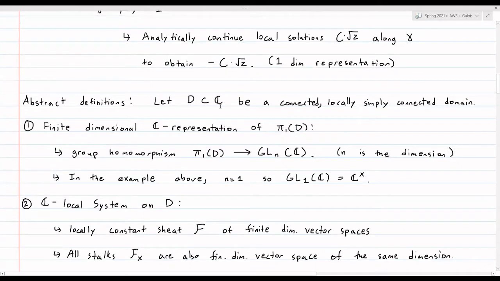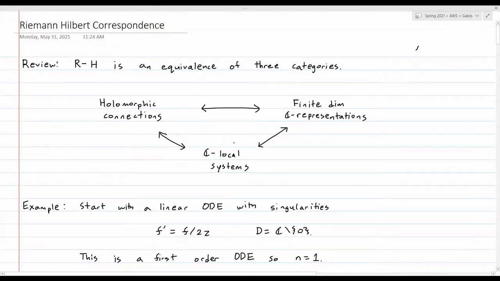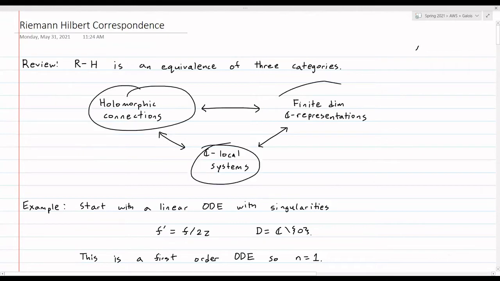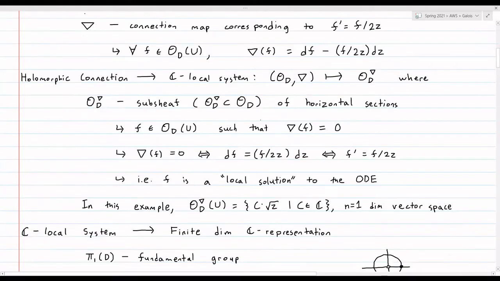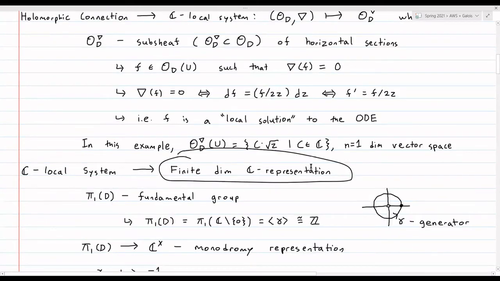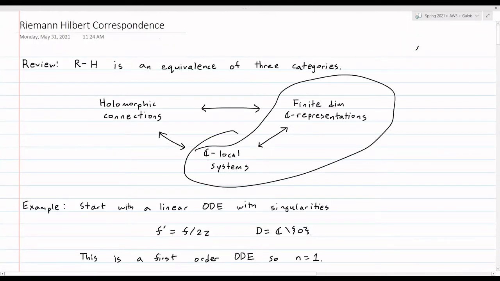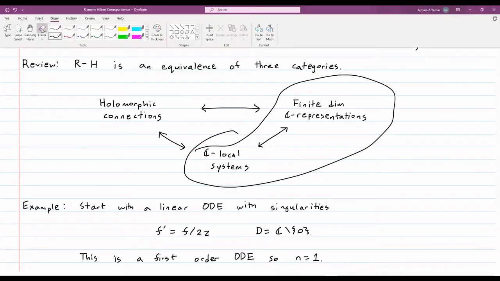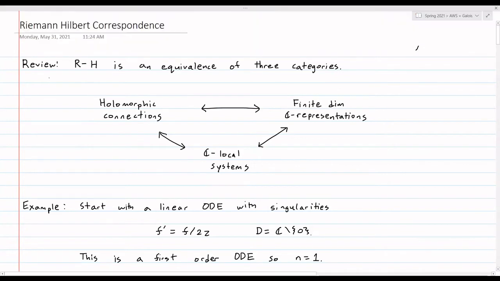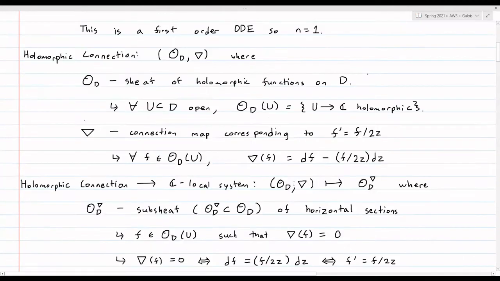Okay, so these are the three categories: holomorphic connections, local systems, and finite dimensional representations. We did cover the equivalence, and that's built out of composing some equivalences of categories we saw earlier in this chapter. And now I want to talk about the holomorphic connections and how they are equivalent to complex local systems.